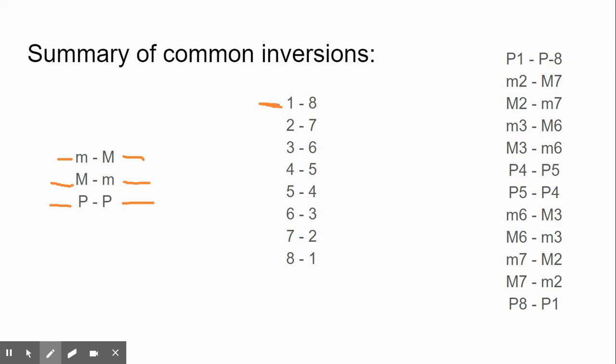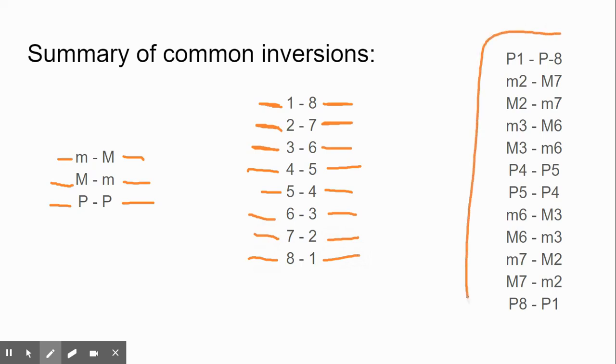Unisons become octaves. I didn't talk about that. I will in a second. Seconds become sevenths. Thirds become sixths. Fourths become fifths. And then the reverse is true. They just flip-flop, so you're inverting them. So the opposite is true. Fifths become fourths. Sixths become thirds. Sevenths become seconds. Octaves become unisons.